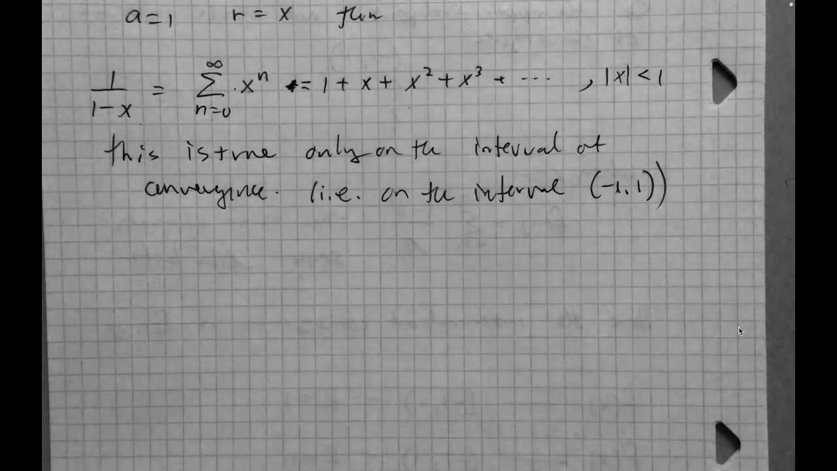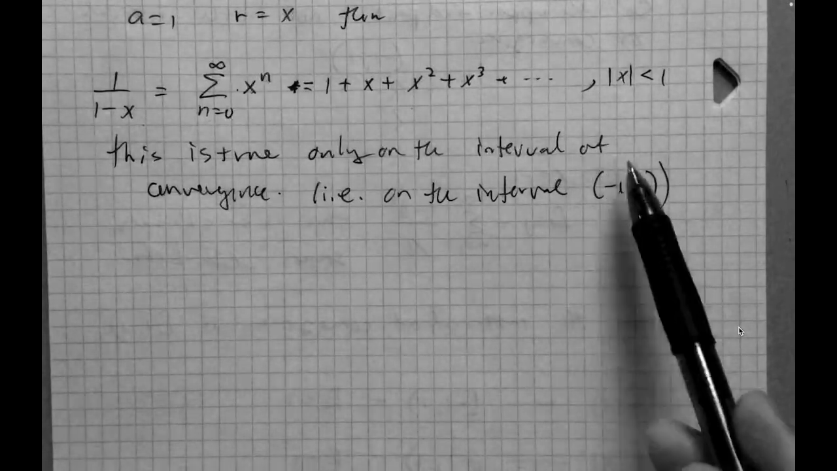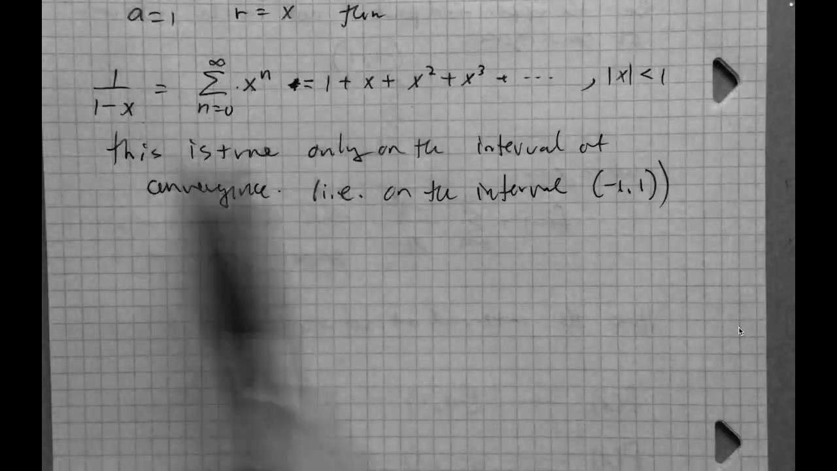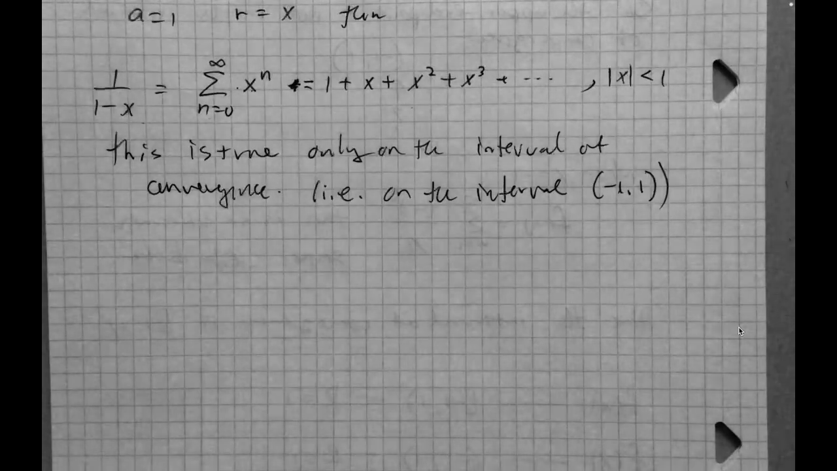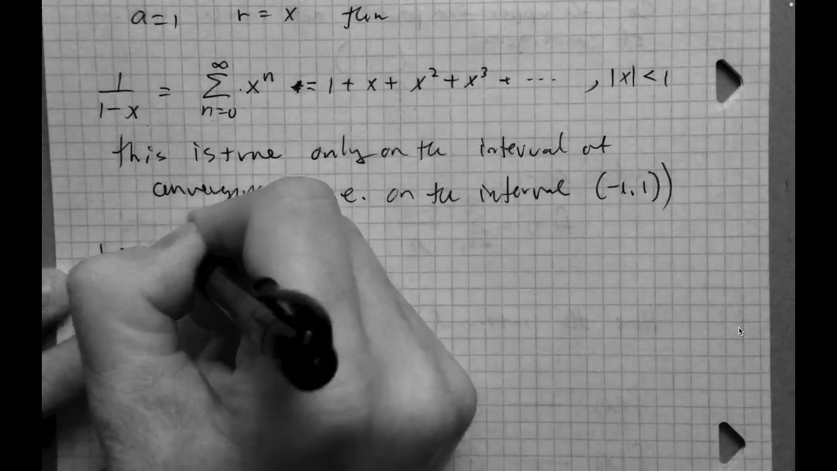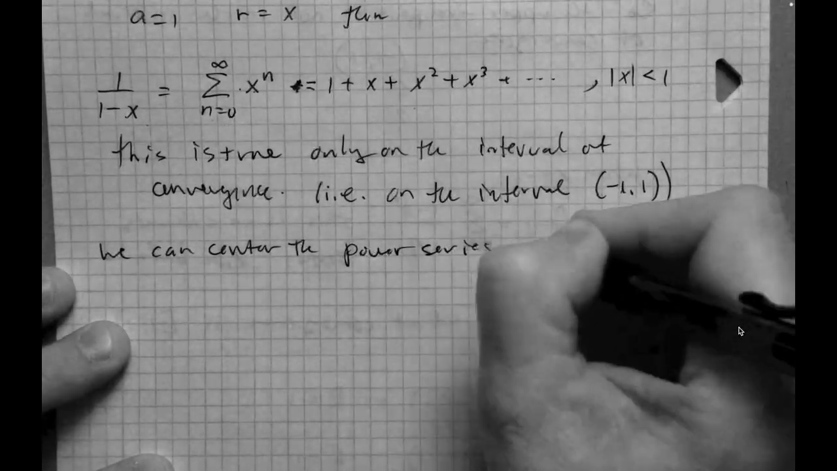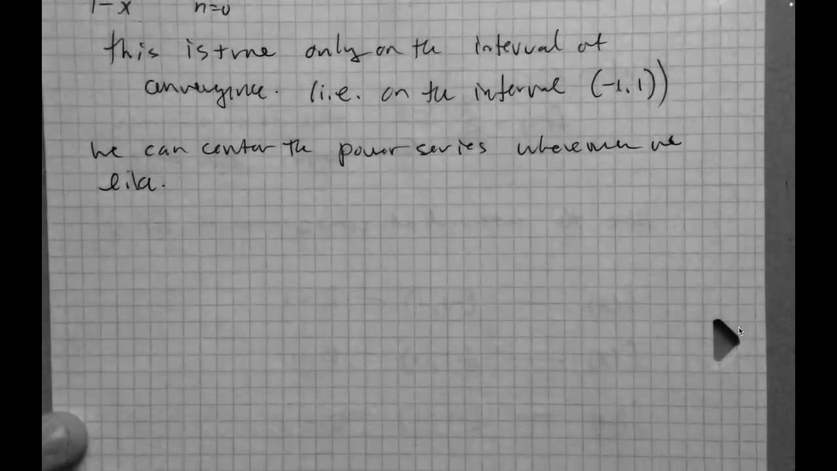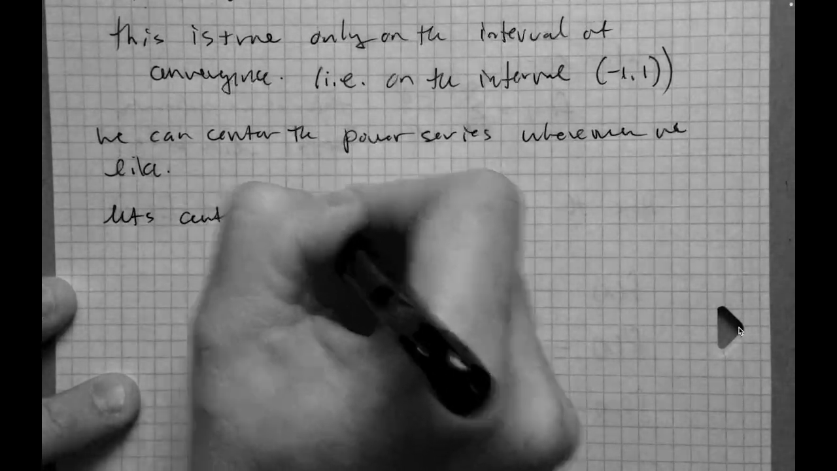Again, this is based on this particular interval, but we could represent this power series on any interval we like. It doesn't have to be the interval centered at 0. We could center the power series elsewhere, wherever we like. That's the next step. So for example, let's center it at x equals -1.